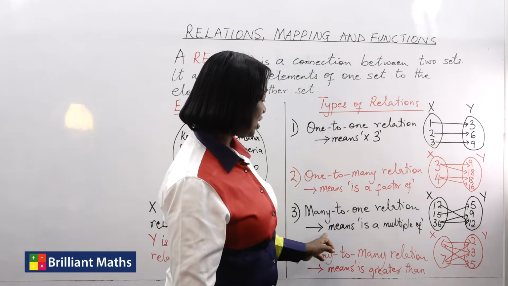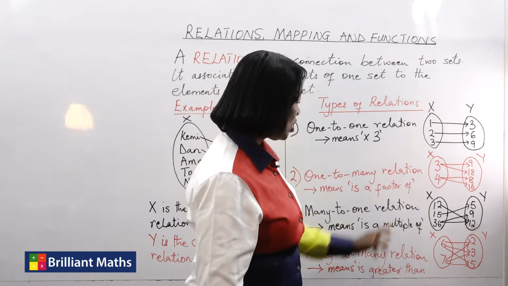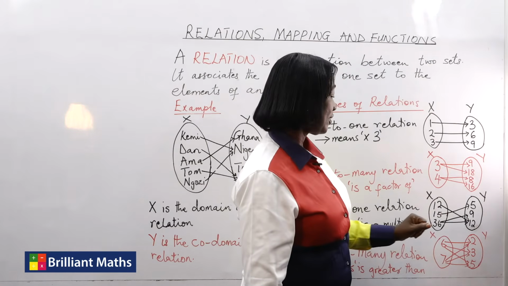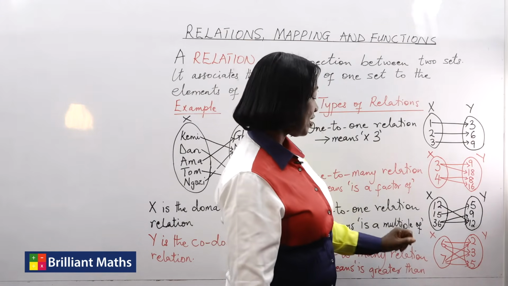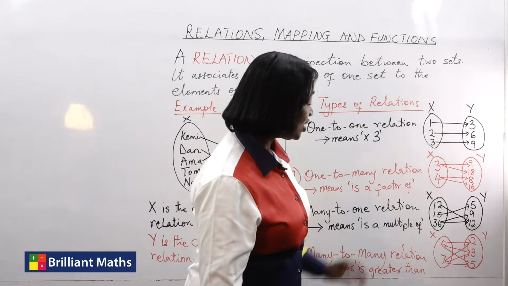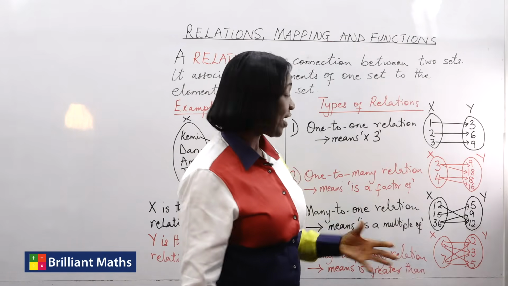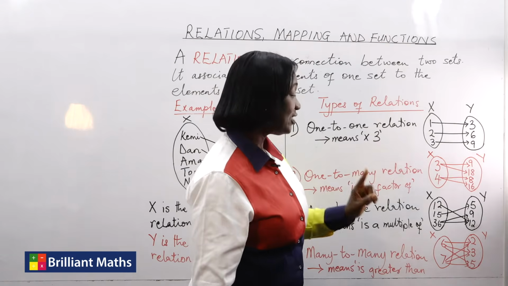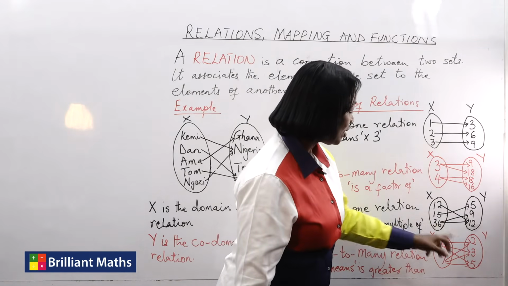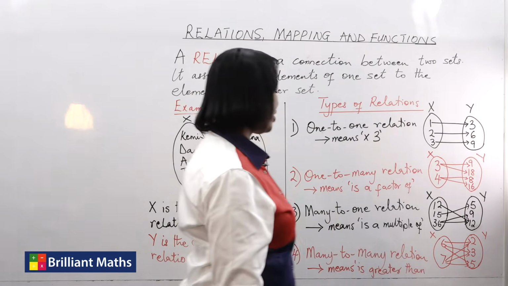And here, our relation is a multiple of. So we have 12, 15, and 36. It's a multiple of. So 12 is a multiple of 12. 15 is a multiple of 5. 36 is a multiple of 12 and a multiple of 9. So many-to-one, signifying that 12 and 36, that is more than one member of the domain, has one image in the codomain. So many-to-one. 12 and 36 have one image. So that's an example of a many-to-one relation.